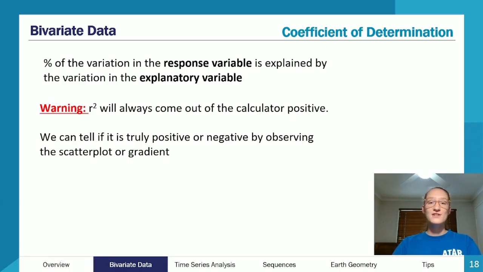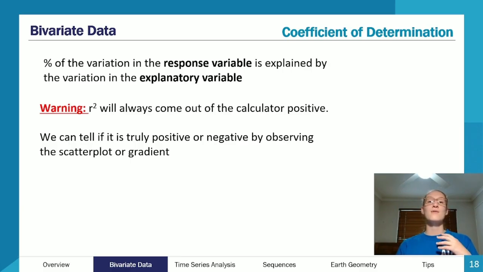So coefficient of determination, you might remember as well, is quite heavily connected to our R value, because the coefficient of determination is R squared, and how you calculate it is literally R squared. So once you have your correlation coefficient, you can take that number, square it, and that gives you your coefficient of determination. And a word of warning here is no matter whether your R value is positive or negative, once you square it, it will always come out positive.